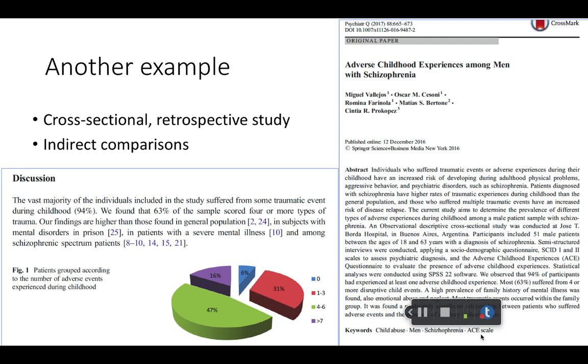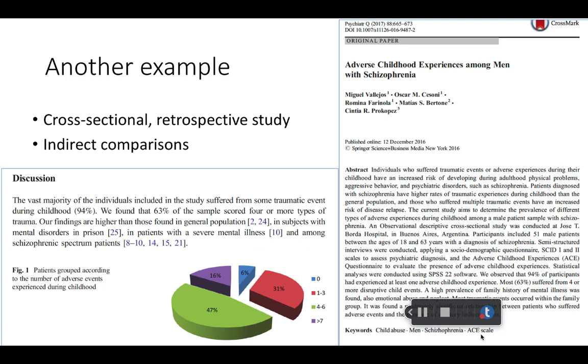And they compare it with ACEs data found in the general population. You see in the discussion section, they are citing references number 2 and number 24 from the reference list. And they suggest that this rate of ACEs is higher than in the general population, in subjects with mental disorders in prison, and in inpatients with a severe mental illness, and among schizophrenic spectrum patients.